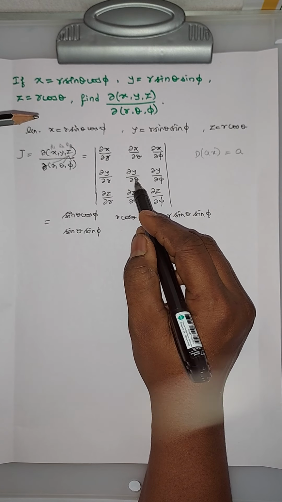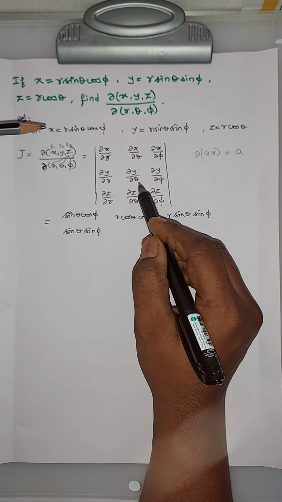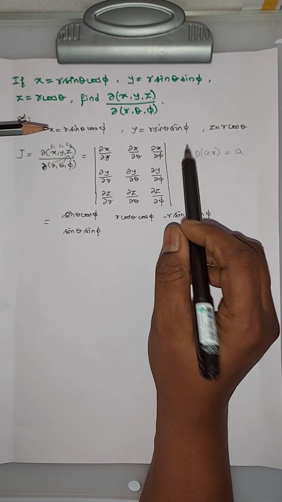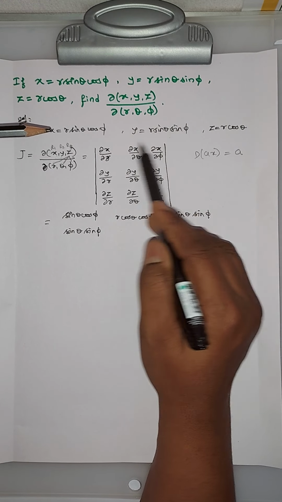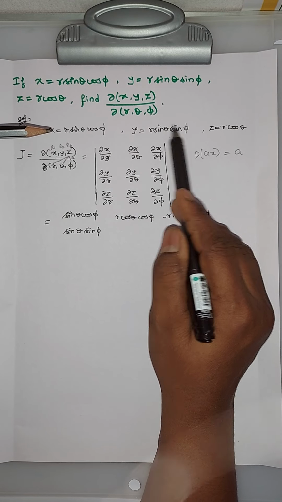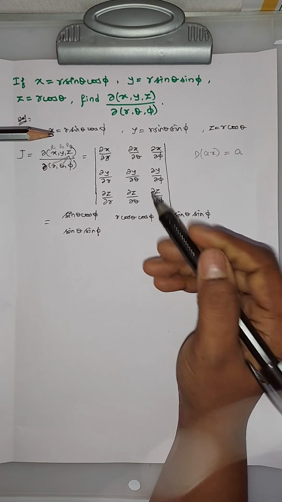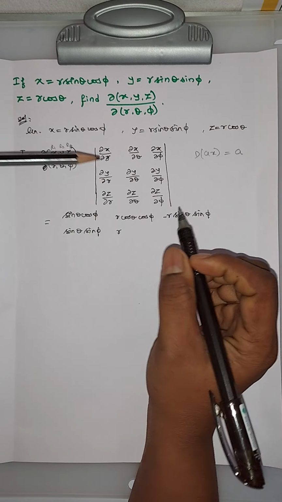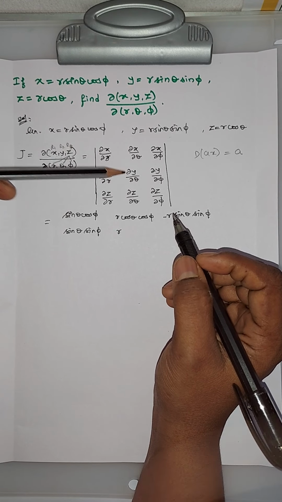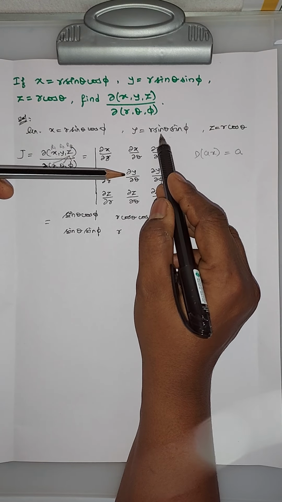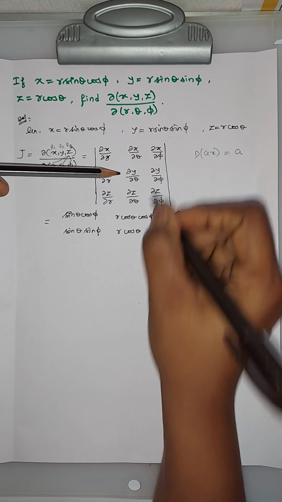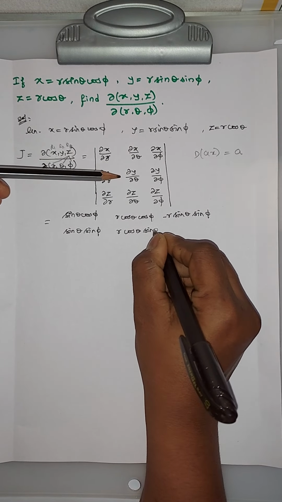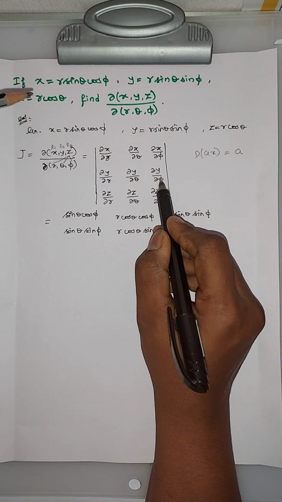Now moving on to second element. Second element is dou y by dou theta, which means that we have to differentiate y partially with respect to theta, which means that r and phi remain constant. So we are differentiating with respect to theta, so sine theta becomes cos theta, and the sine phi comes as it is, sine phi. Now moving on to third term.